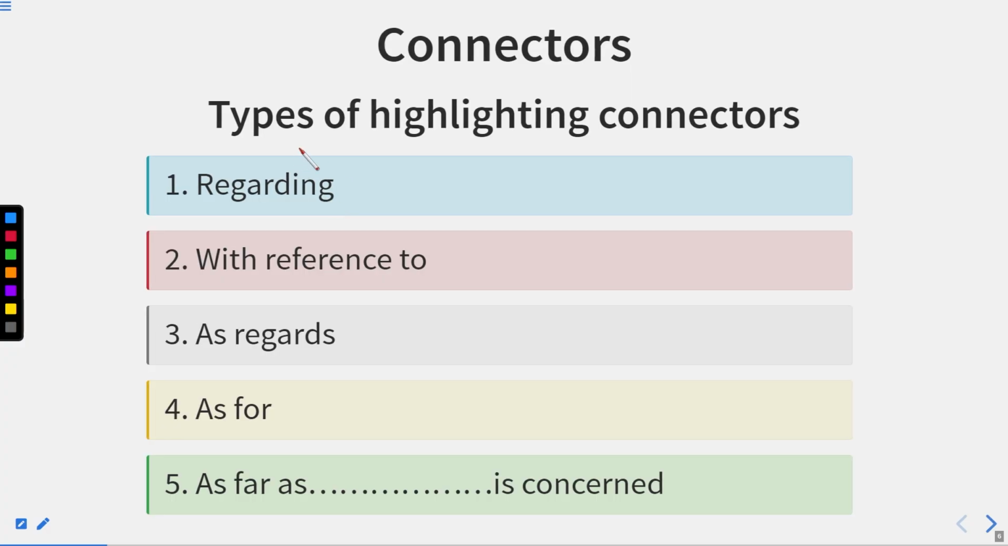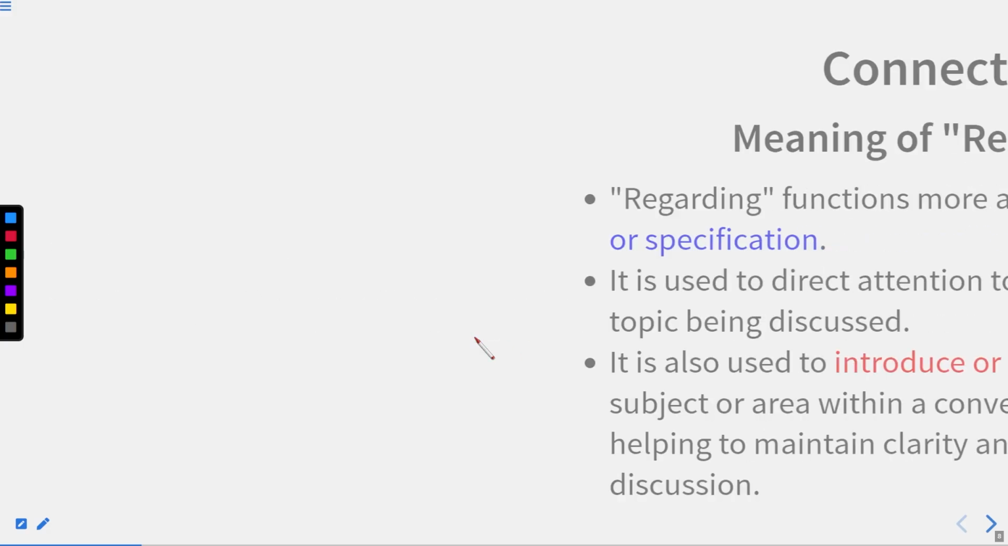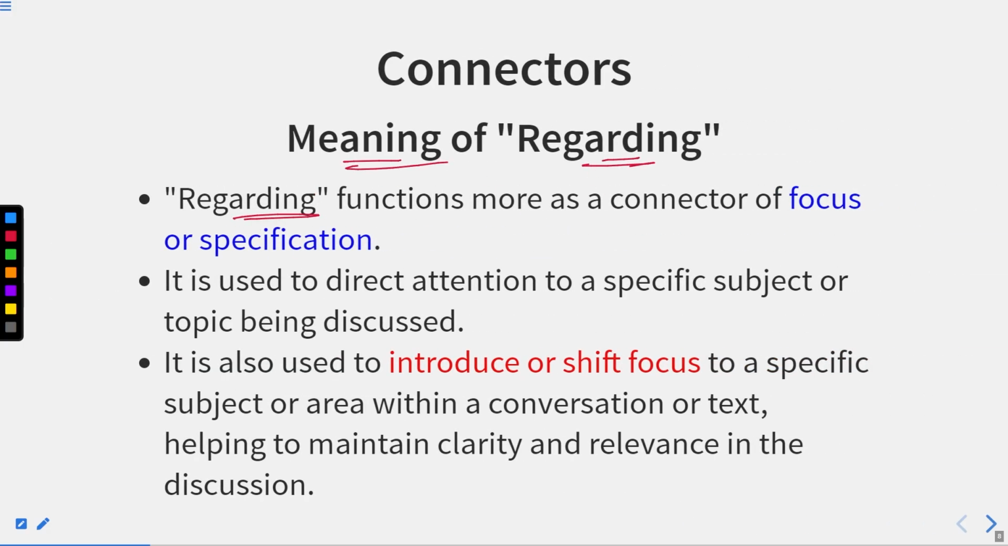Now, types of highlighting connectors: regarding, with reference to, as regards, as for, as far as is concerned. All these are highlighting connectors. So first we'll discuss regarding. Regarding functions more as a connector of focus or specification. It means when we want to specify something, when we want to focus on something, we use the connector regarding.